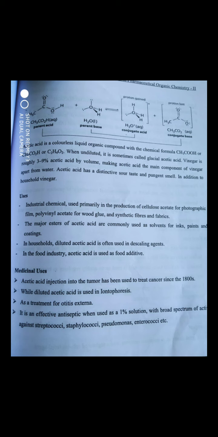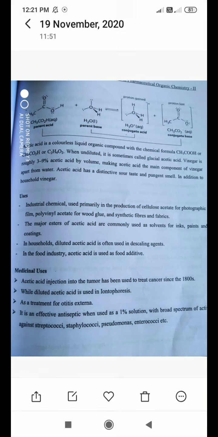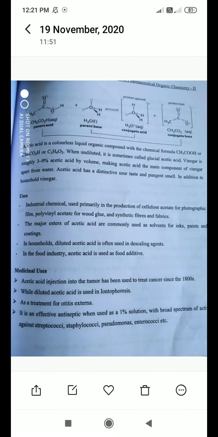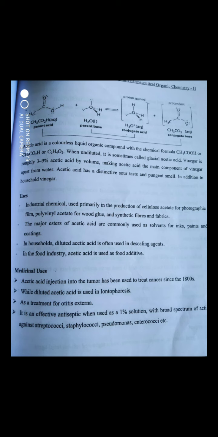Then the major esters of acetic acid are commonly used as a solvent for inks, paints and coatings. Means in paints, they have used acetic acid as a solvent in the ink and in different coatings. For that purpose acetic acid is used. Then in our household, diluted acetic acid is often used as a descaling agent. In household activities, this type of acetic acid is used as a descaling agent.